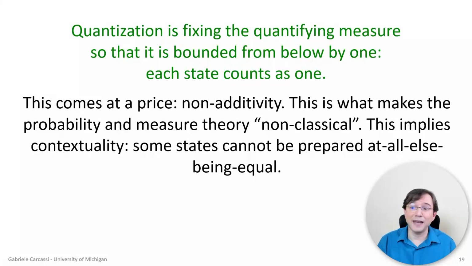So to wrap up, then, quantization is really fixing the quantified measure so that it's bounded from below, so that each state counts 1, and this comes at a price, and the price is non-additivity. And this is what makes the probability and measure theory non-classical. It makes it such that we have a lot of these weird things that we can't recover from classical probability, because classical probability is additive. And this also implies contextuality. Some states cannot be prepared, all else being equal. So basically, in a nutshell, I think this is what this whole investigation tells us.